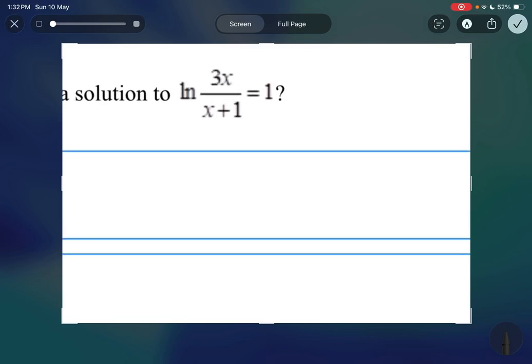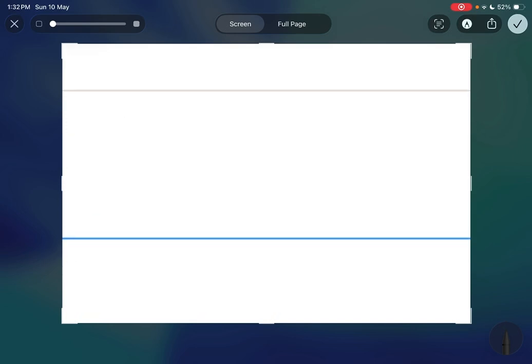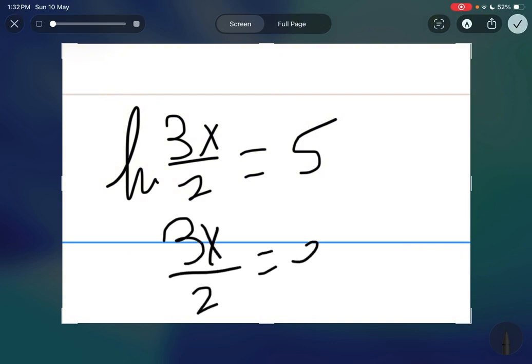So to find it, you take the equation inside the ln, 3x over x plus 1, and it is equal to e to the power of whatever this is. This is 1, so e to the power of 1. Let's say if the equation was ln of 3x over 2 is equal to, let's say, 5. So here it will be 3x over 2 is equal to e to the power of 5, okay?